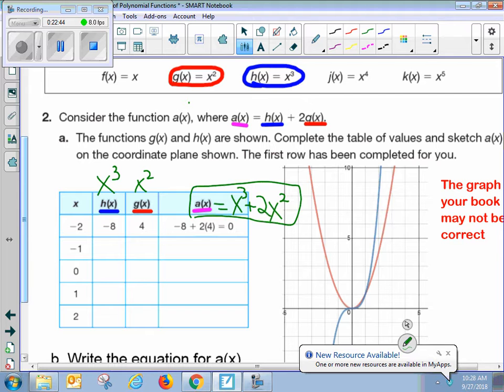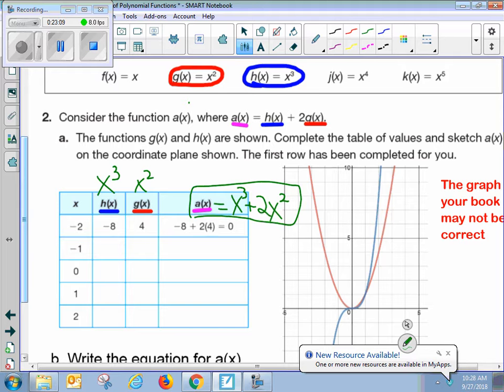If you take -2 and cube it, like it says, you get -8. If you take -2 and square it, you get 4. Now the rule, the equation says, take the cube value, the -8, plus twice the square value, 2 times the 4, do the math, it gives me my end result. Let's do the next one.